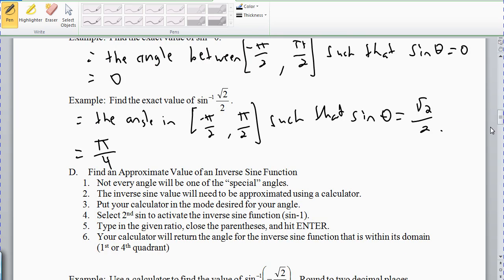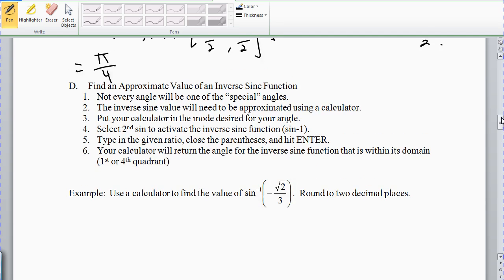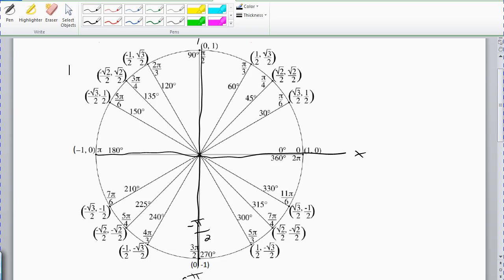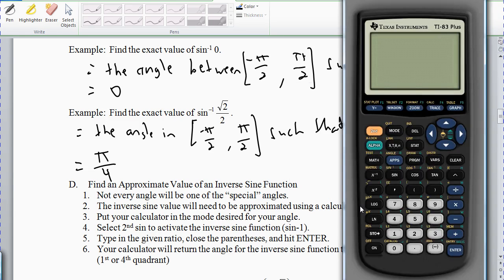You should be aware, and I've already mentioned this, that not everything is nice. Not everything can be used or found on a unit circle. So we do have our calculator. And we're going to use our calculator to show you how to do these ones I just did, because we know what those equal. And so let's go to the calculator.